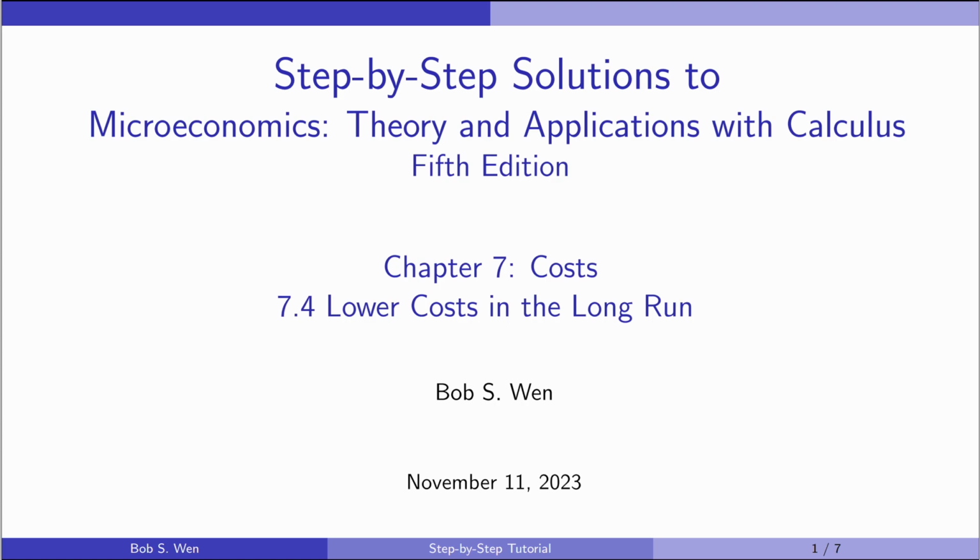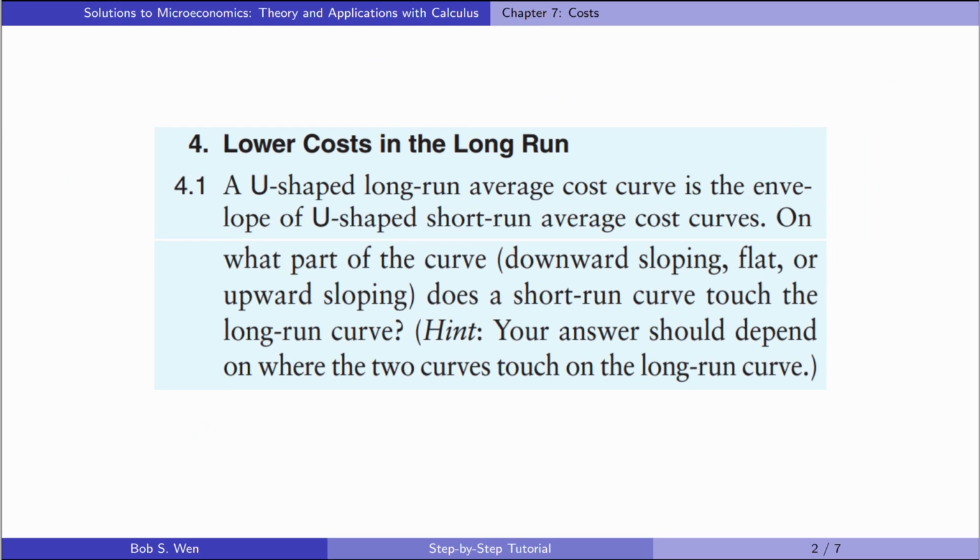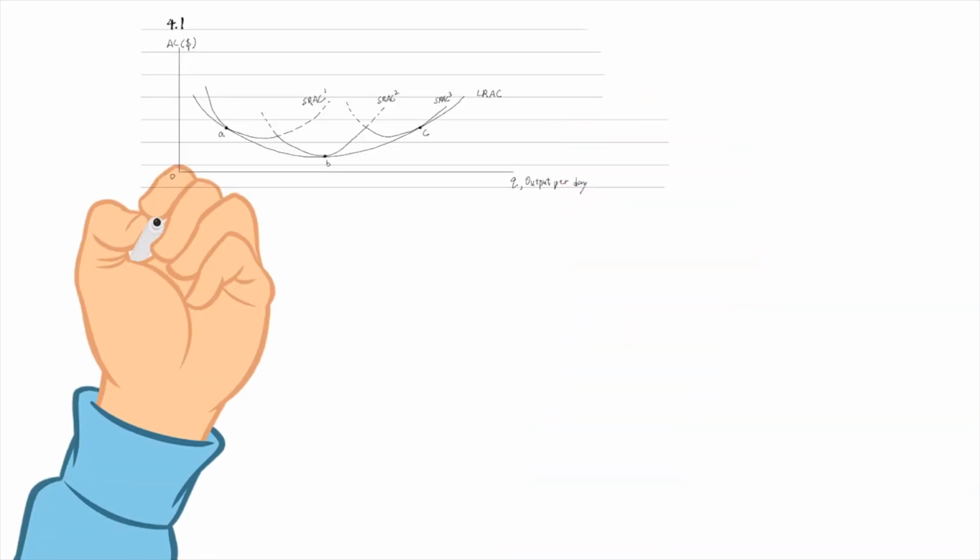Let's start with exercise 4.1. A U-shaped long-run average cost curve is the envelope of U-shaped short-run average cost curves. On what part of the curve does a short-run curve touch the long-run curve? I replicate the long-run average cost as the envelope of the short-run average cost curves diagram in the textbook.